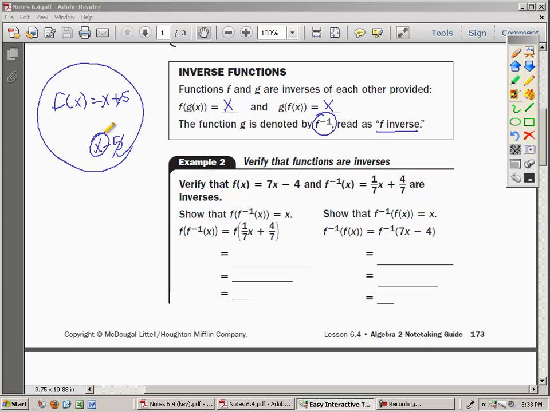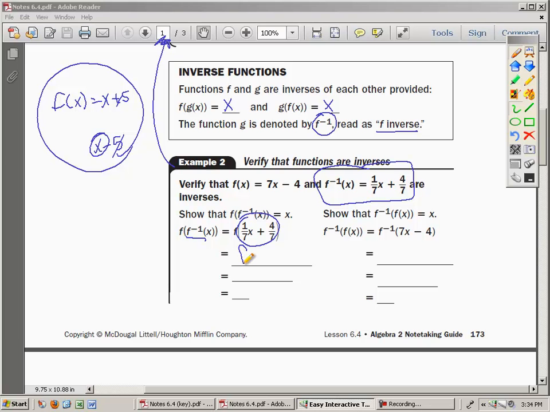When I want to verify that two things are inverses, I take the function composition of those two functions and make sure that I get back to x. So this is the example that we just did up above. We want to verify that our f inverse of x is in fact 1/7 x plus 4/7. To do that, we are simply going to take the composition of f inverse. Well, f inverse is 1/7 x plus 4/7.